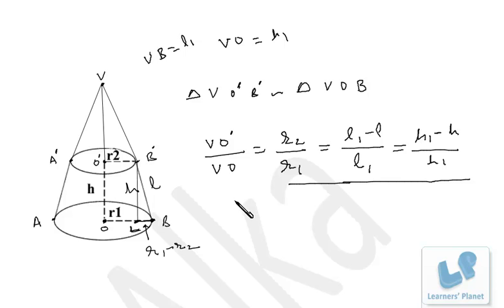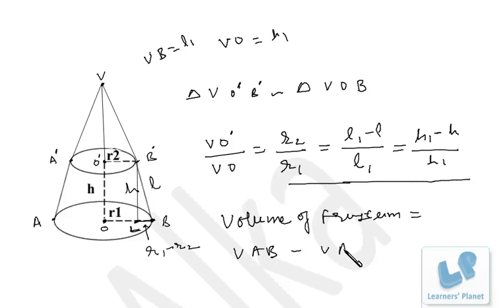Now we calculate the volume of the frustum of the cone and the surface area, that is the lateral surface area and the total surface area of this frustum, right? Now volume of this frustum will be what? Volume of VAB minus volume of VA dash B dash, right? So I write volume required, that is volume of frustum, will be equal to volume of this cone VAB minus volume of cone VA dash B dash.